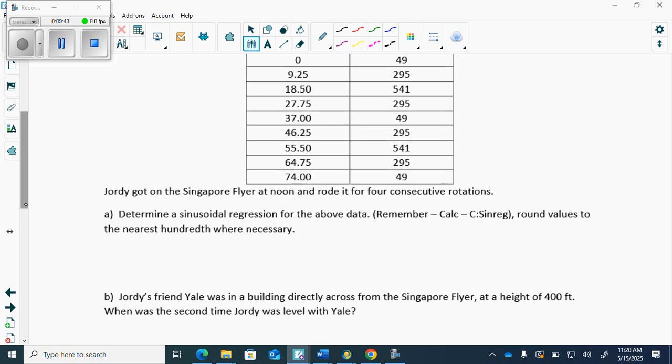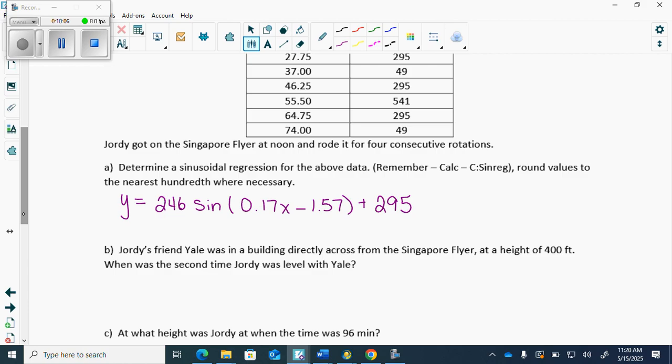Anyways, here it says, determine sinusoidal regression from the above. Round values to the nearest hundredths where necessary. So we're going to get y equals 246 sine 0.17 x minus 1.57 plus 295. So that's what you should have written. Do we put that rounded version into our y equals though? No, we use all the buttons to get it into our y equals without changing, right?